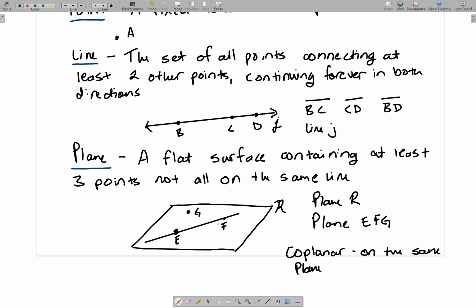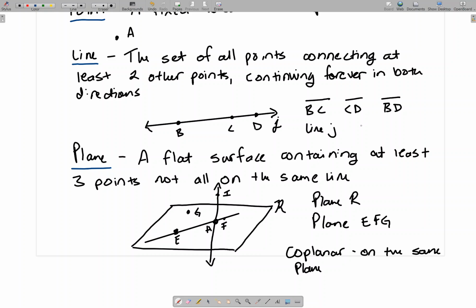If I were to draw another point, I'm going to draw a line that intersects our plane. So imagine that this is coming up out of the desk. I'll call that H, and because I need 2 points, I'll call this I. So line HI is not coplanar with line EH or line EF, okay? Meaning they're not on the same plane.